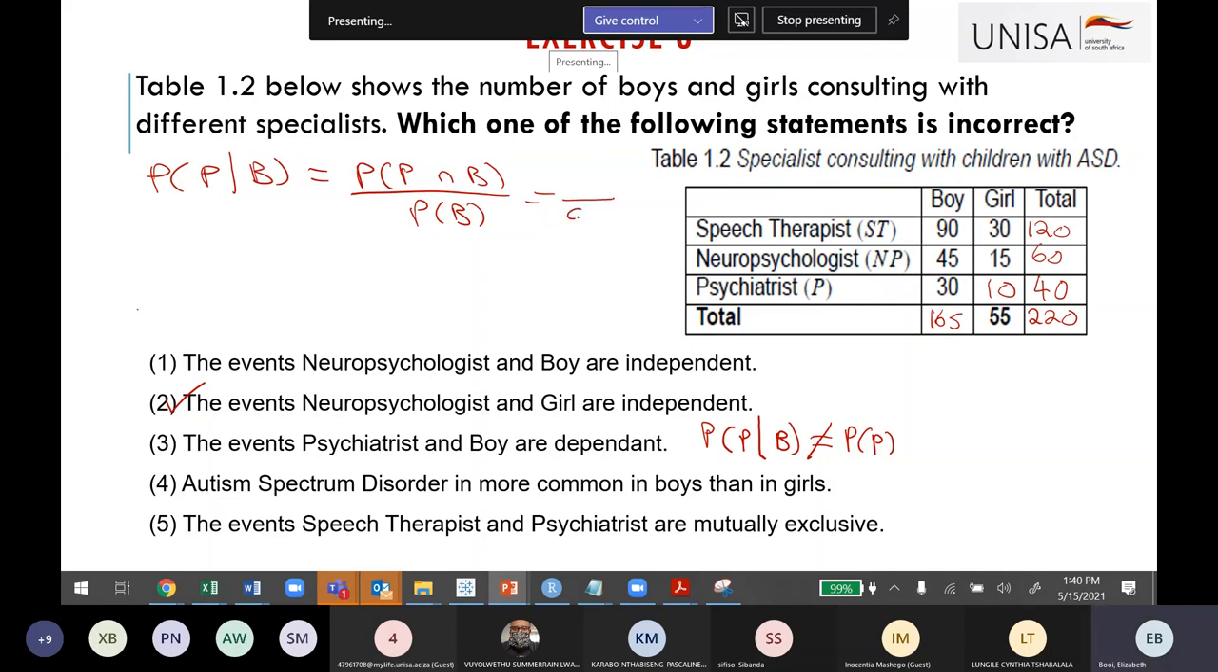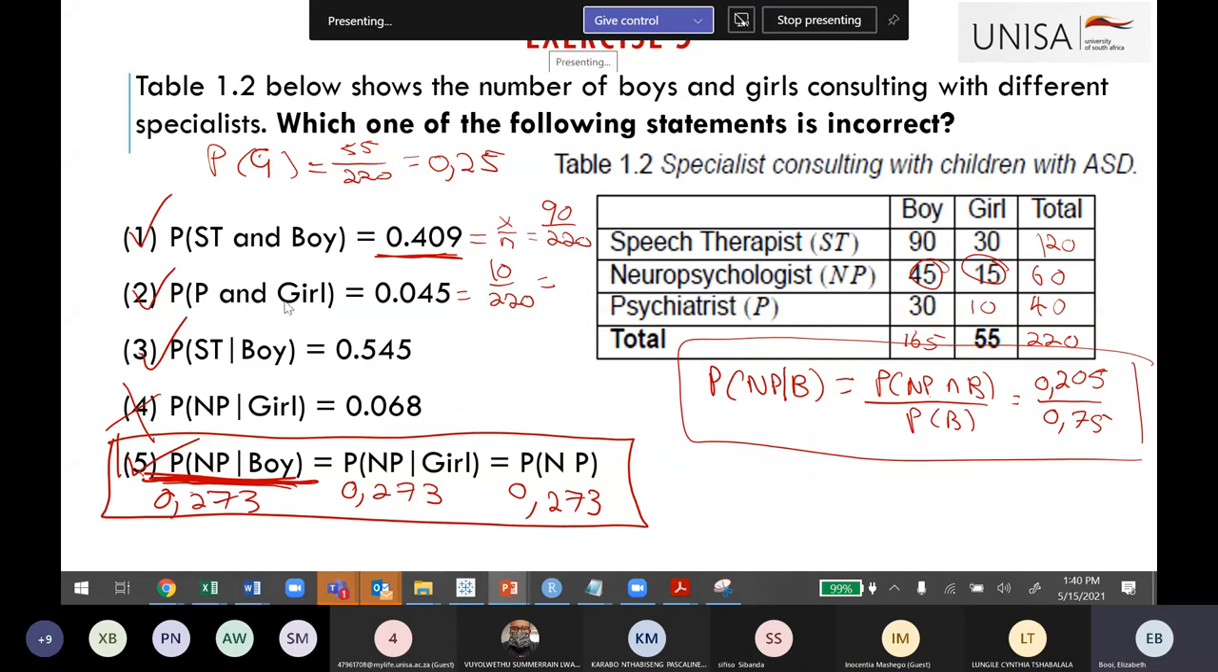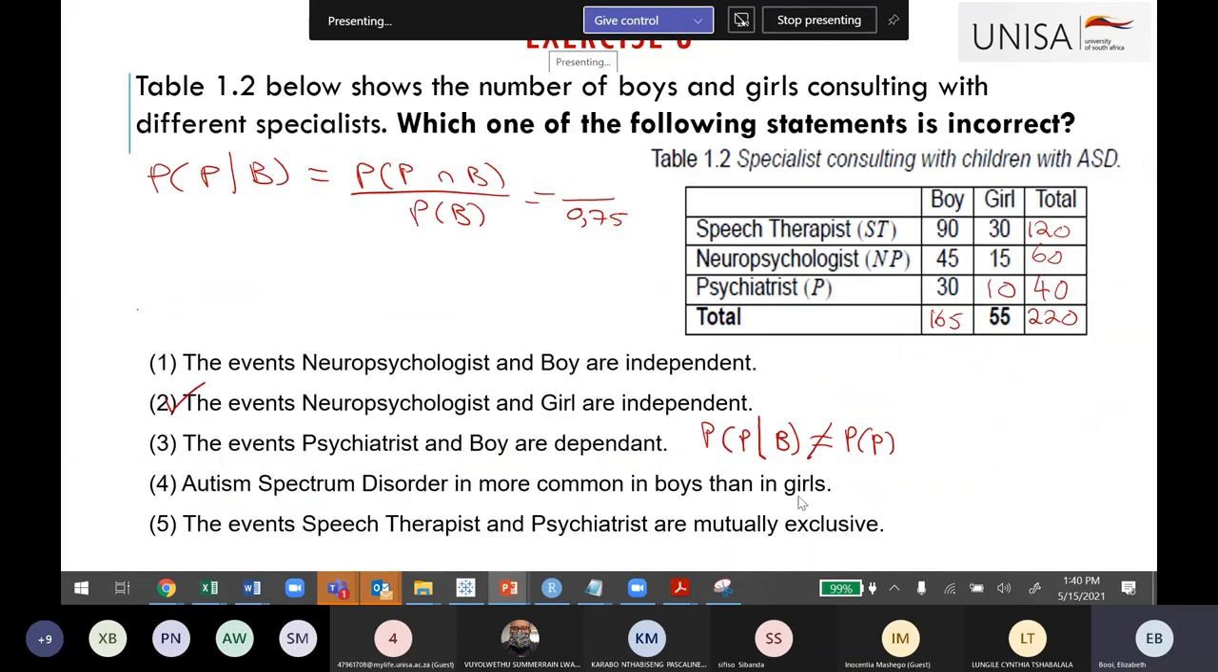So this is 0.75 from the previous exercises that we did. We did calculate the probability of a boy as 0.75. Now let's calculate the probability of a psychiatrist and a boy. We calculated that for a girl, but we need to calculate psychiatrist and a boy, which is P and B, which is 30. So the probability of P and B is 30 divided by 220.